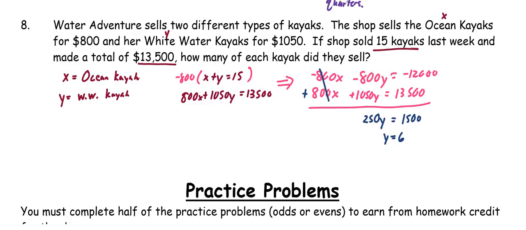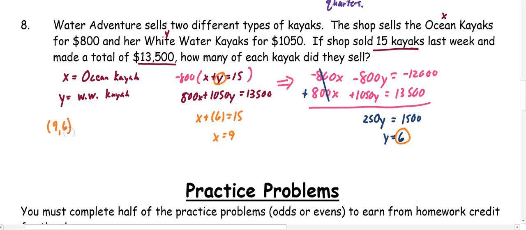Once we know y is 6, let's substitute back in. So we're going to put 6 in for y. So we get x plus 6 equals 15. I can subtract 6 from both sides. So x is 9. So my ordered pair would be 9, 6. Remember, we need to explain what that means. So they sold 9 ocean kayaks and 6 whitewater kayaks.